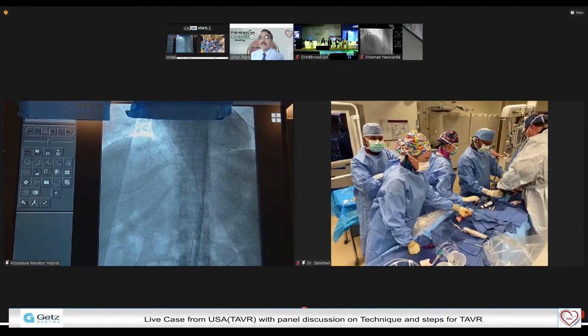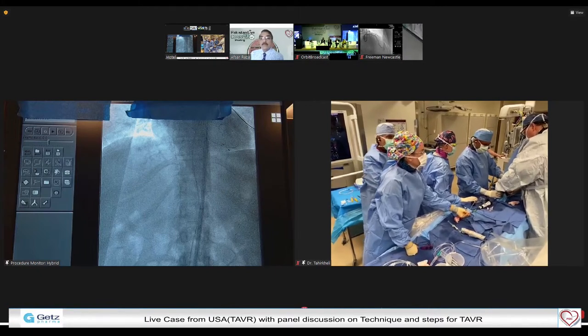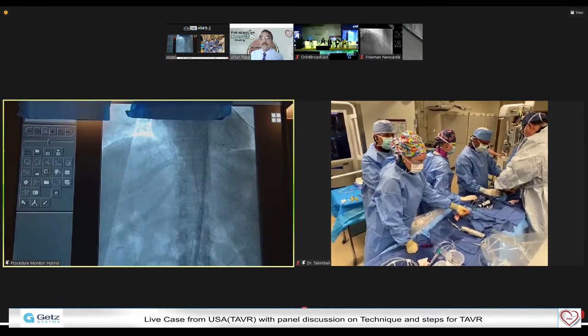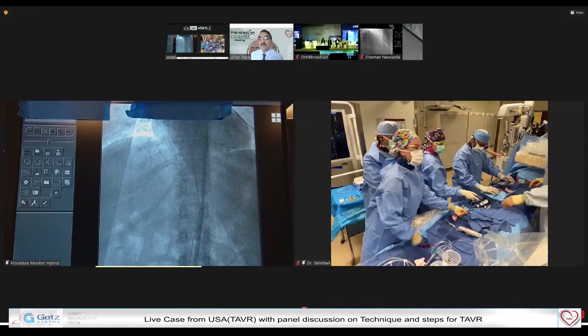It looks like the Sapien 3, so I think we're going to take that. So we're using a Sapien Ultra Valve 23 millimeter.